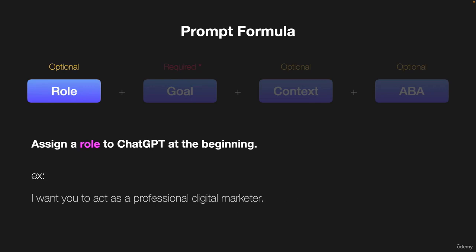For example, now that you are a professional digital marketer, write a blog post or write an email for this marketing campaign, and then provide the rest of the context, the rest of the information. Another example: please respond to me as a product manager. We are assigning a role to ChatGPT, and this will change the way GPT responds to us.